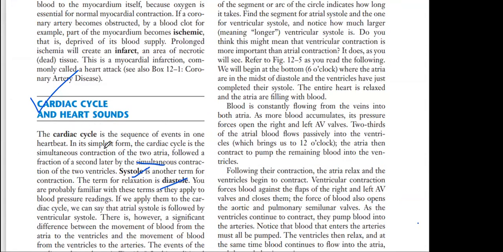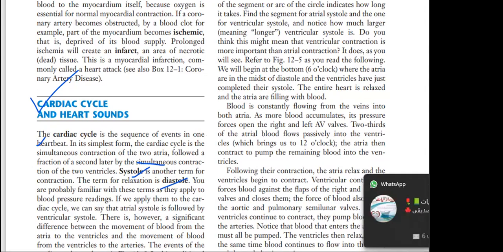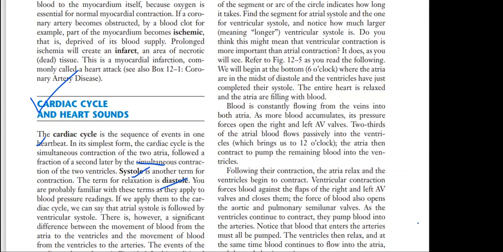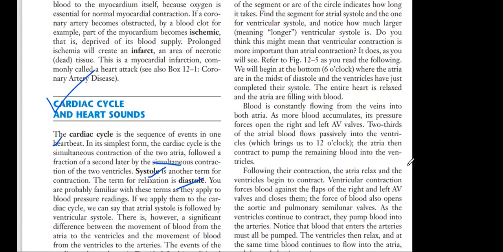So basically the cardiac cycle is the sequence of events in one heartbeat. If the heart pumps, what will happen? This is called the cardiac cycle. We have two atria and two ventricles. First the two atria contract and the two ventricles relax. Second, when the ventricles contract, the atria relax.